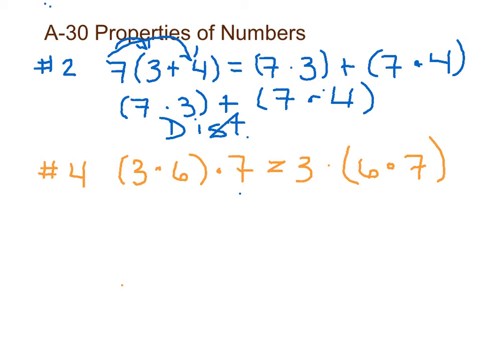And then here I have associated inside the parentheses a 6 times 7. So in this case here, I'm going to go ahead and say that this one is the associative property of multiplication, I guess I would say, right?